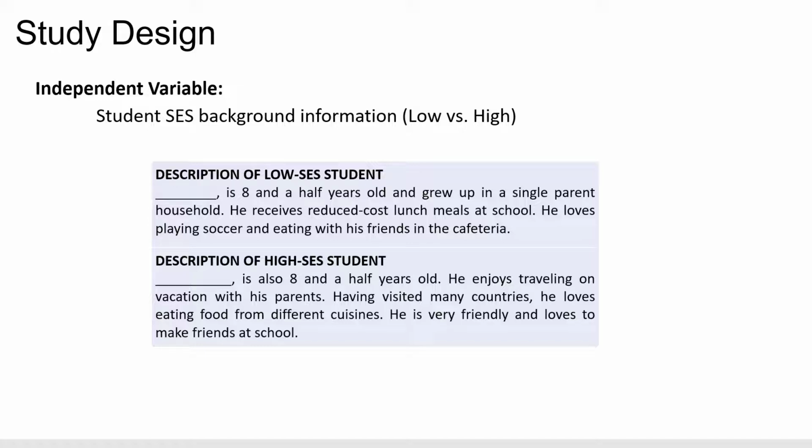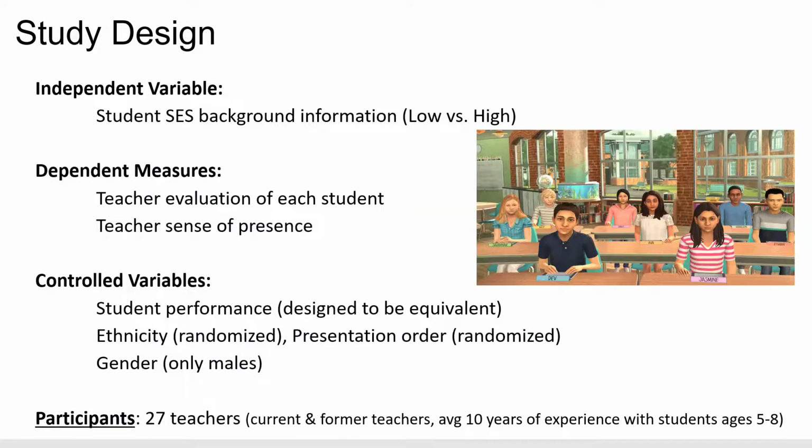And then for the other student, they were described also as 8.5 years old, but they enjoy traveling on vacation with their parents, and they visited many countries and love eating food from different cuisines. And they are also social and friendly and love to make friends at school. And after being presented with this information and hearing students retell the story, teachers evaluated the students. And they also scored the perceived presence in the experience.